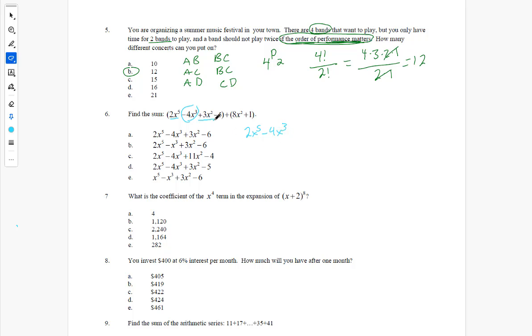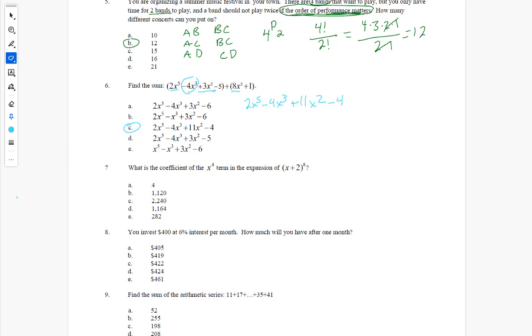Then 3x squared and 8x squared make 11x squared. And you'll notice it has to be C right there. That's the only one that has the 11x squared. And then, of course, the negative 5 and the plus 1 make a minus 4. Good. And adding polynomials, you're just combining like terms is all that's happening there.